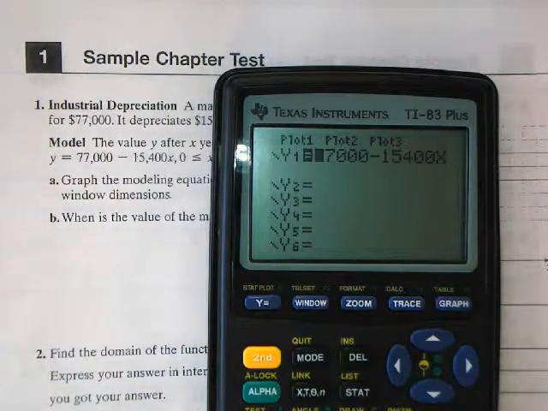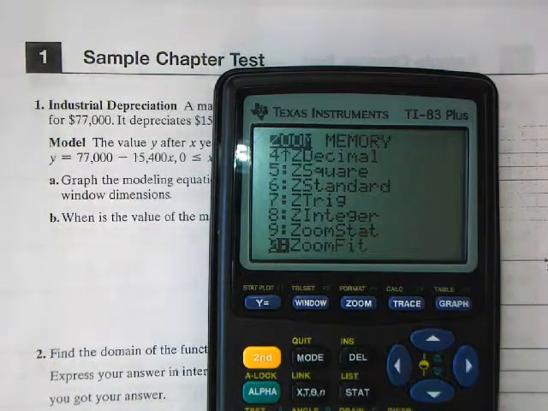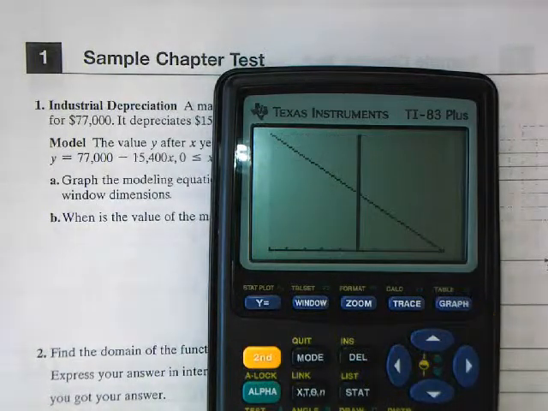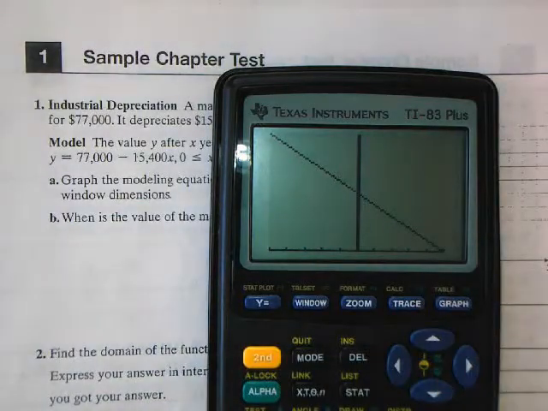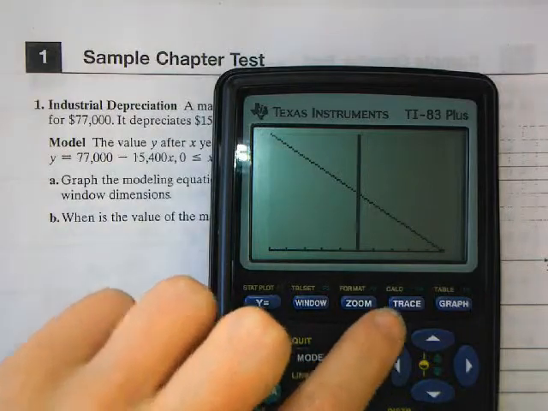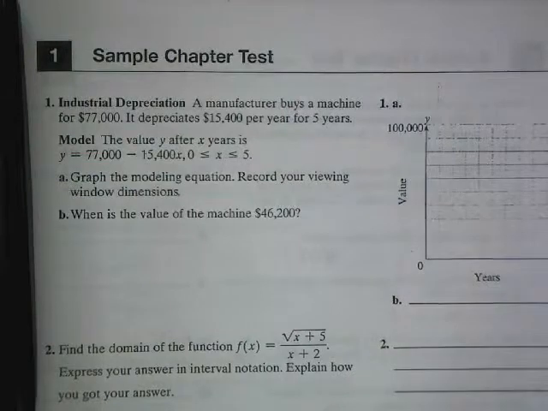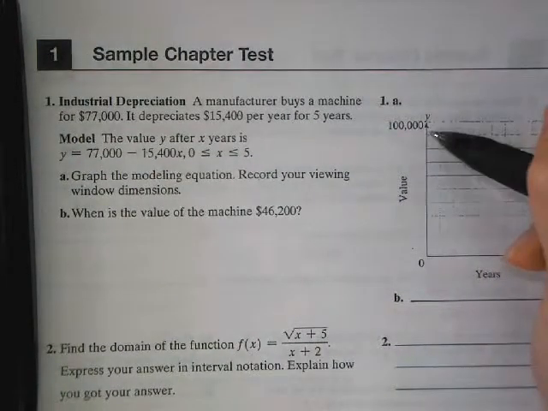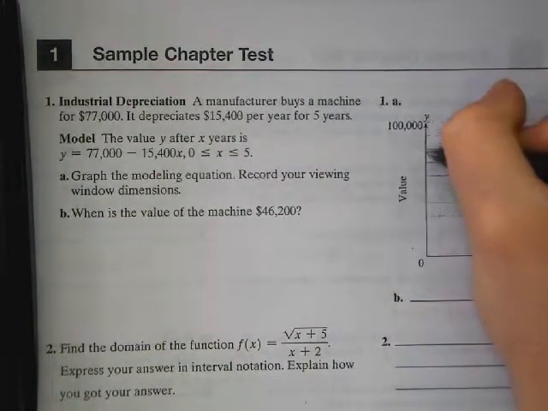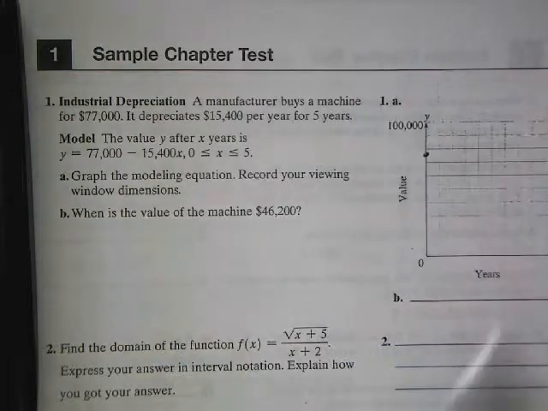But let's go ahead and take a look. I'm going to zoom fit. So on this particular calculator, it's 0 for zoom fit, graph it. Right, this is the line I'm going to sketch on the paper. And the easiest way to do this is just to find the intercepts. So the y-intercept is pretty easy. It's in the actual equation, 77,000, right? So it's going to be approximately here.